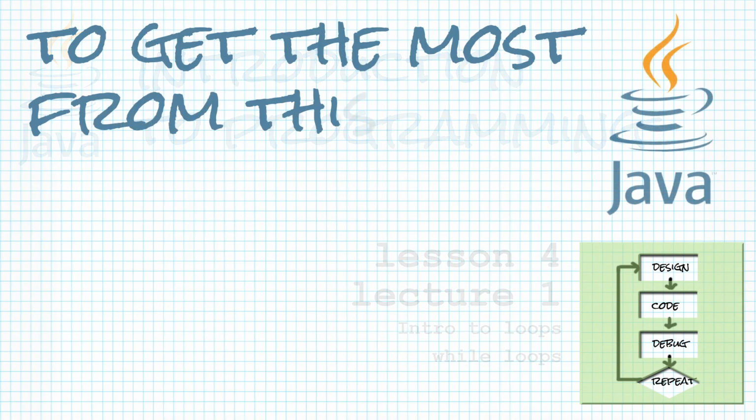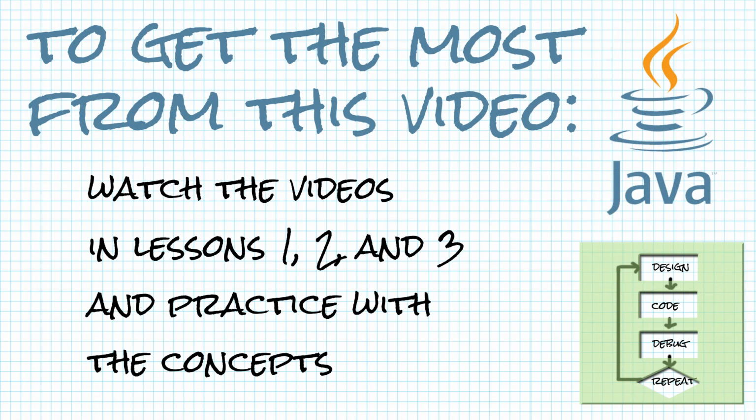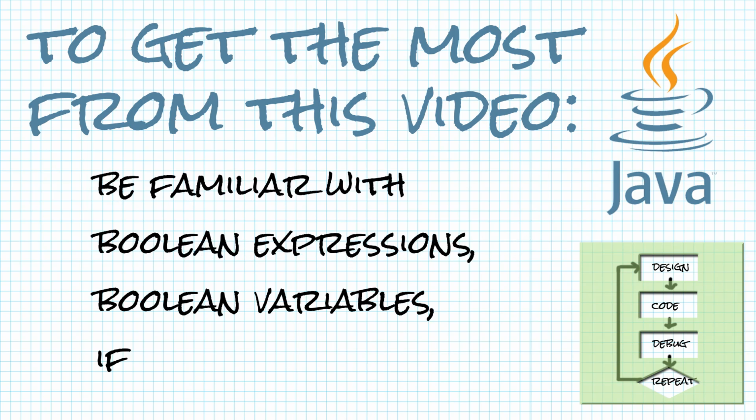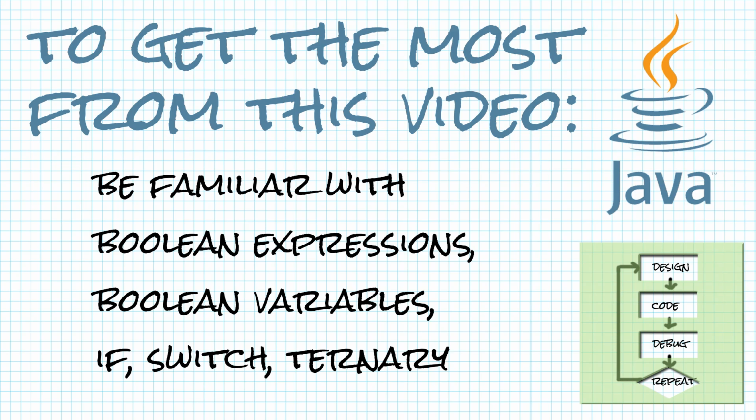It's important that you've either watched the prior videos and practiced with those concepts, or that you're already familiar with console input and output in Java, and importantly, logical expressions in Java, including the relational and logical operators and Boolean variables, and how they can alter the flow of control when combined with a programming structure such as an if. This will be necessary for understanding loops. Let's get right into it.